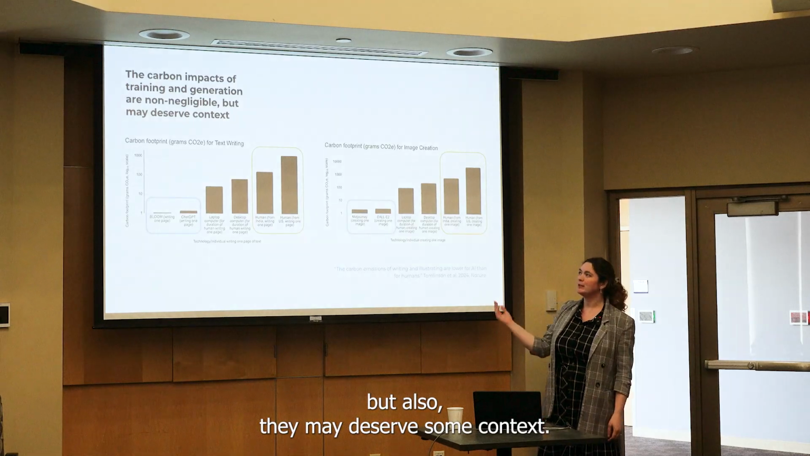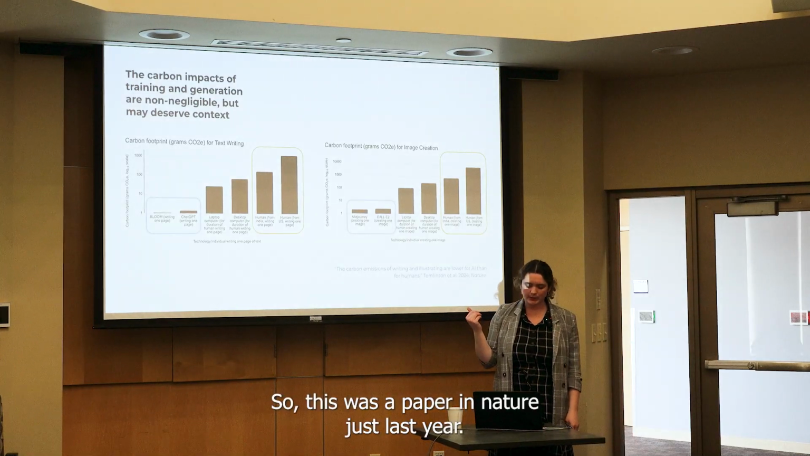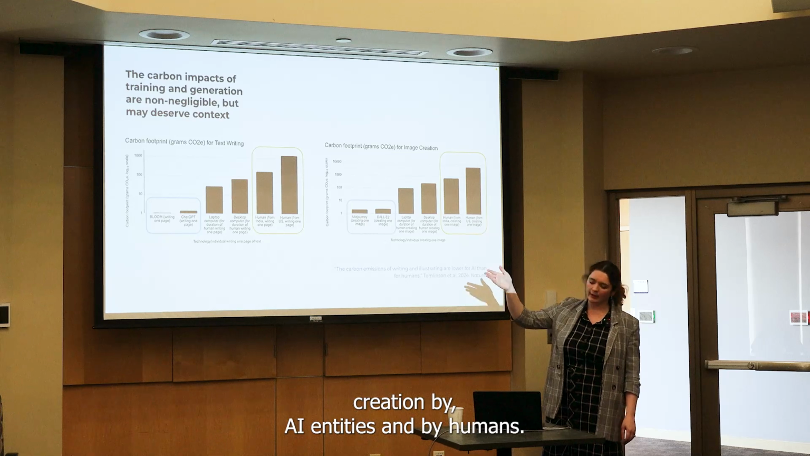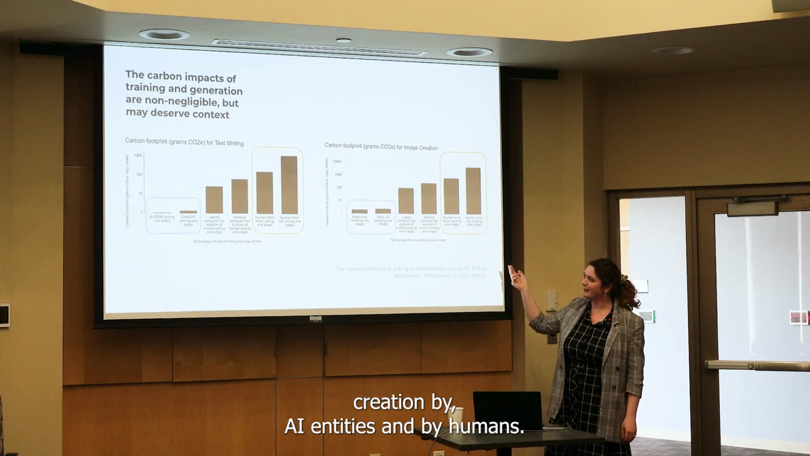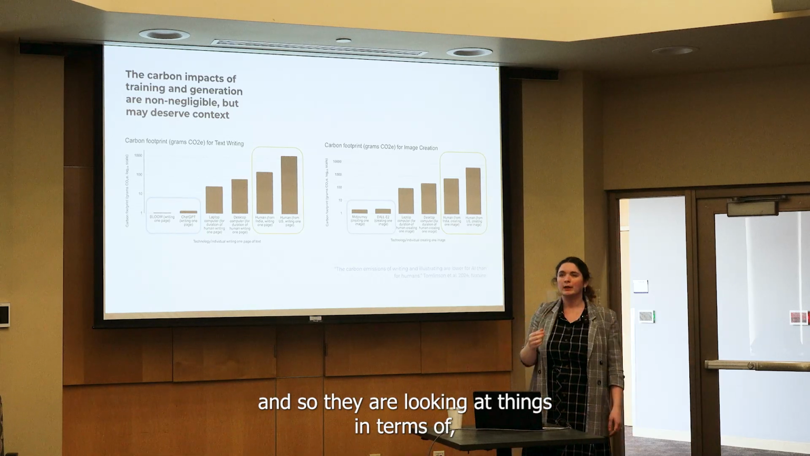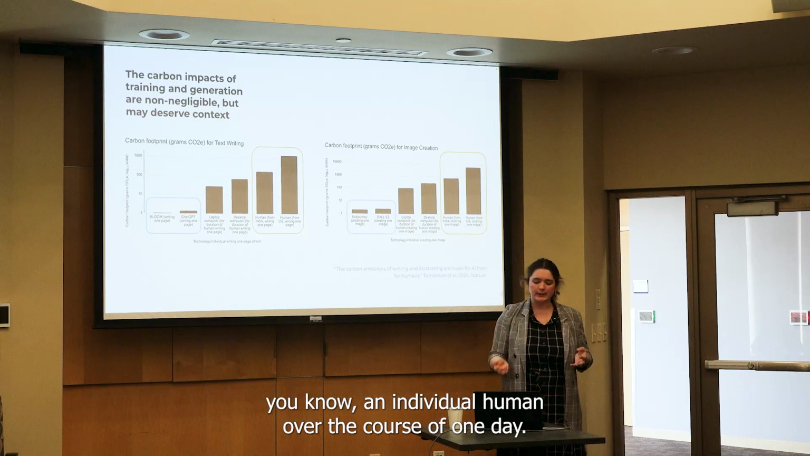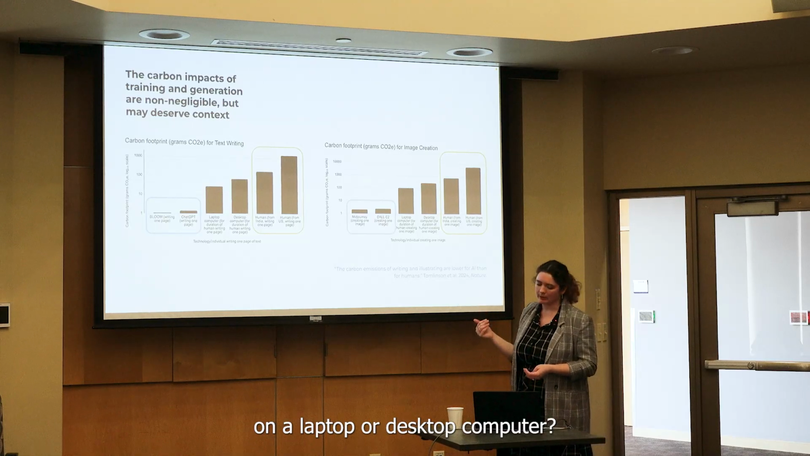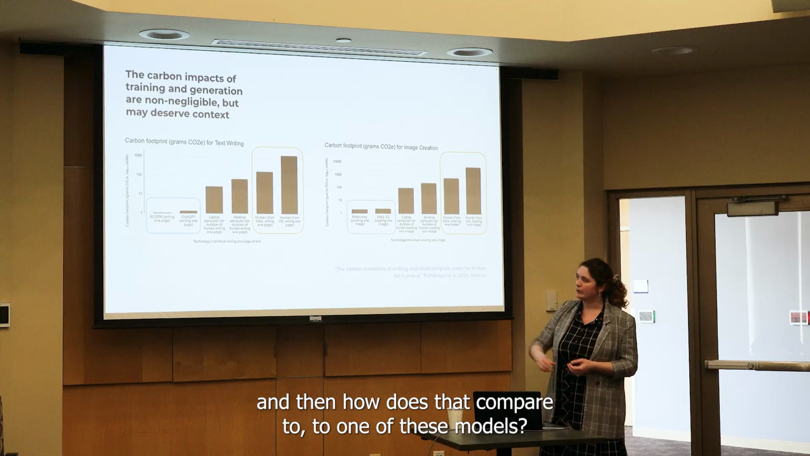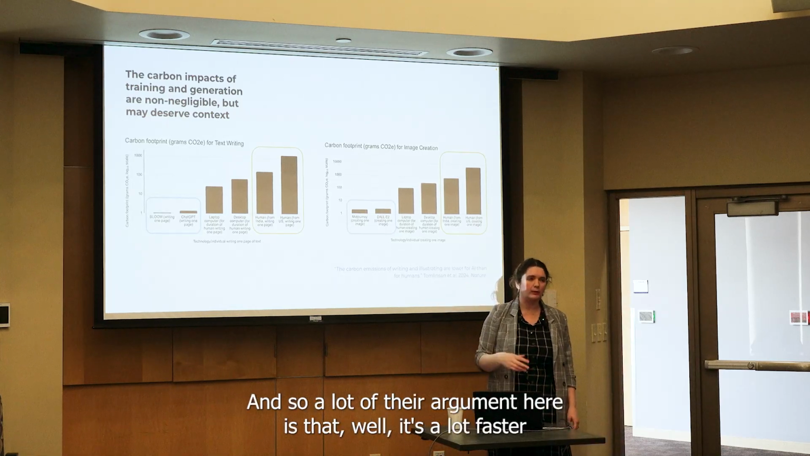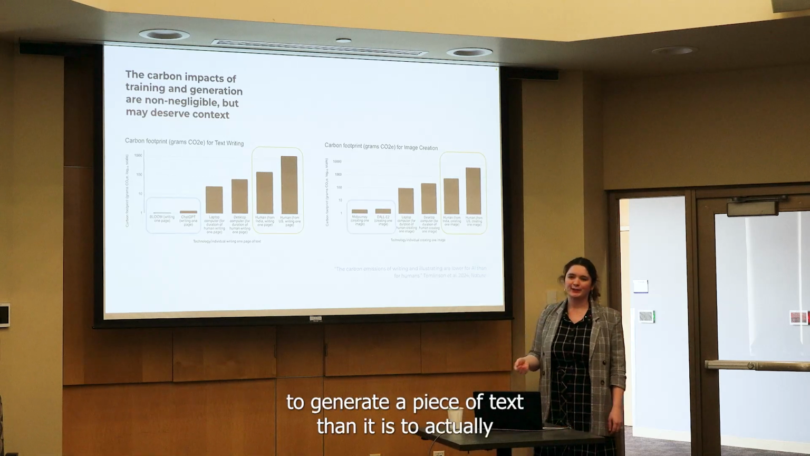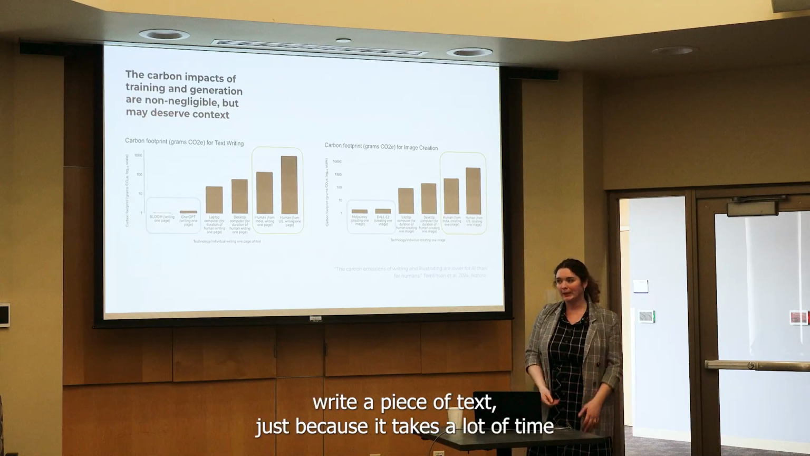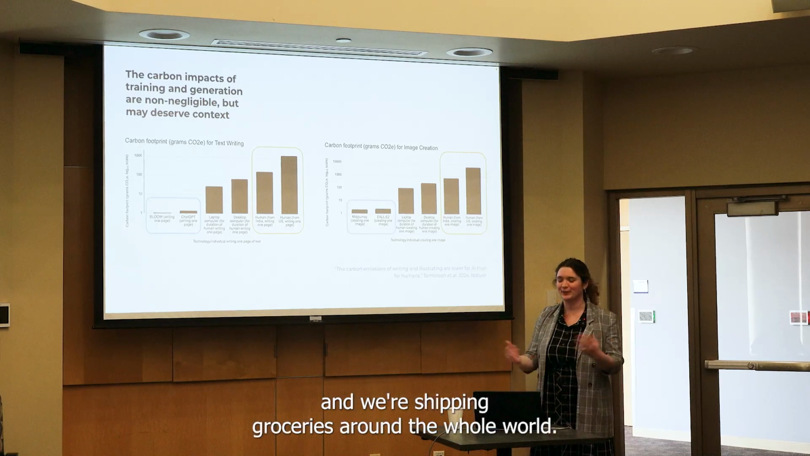But also, they may deserve some context. This was a paper in Nature just last year that looks at the carbon footprint of text writing and image creation by AI entities and by humans. They are looking at things in terms of an individual human over the course of one day. What is their carbon footprint? How long does it take them to write text on a laptop or a desktop computer? And then how does that compare to one of these models? A lot of their argument here is that it's a lot faster to generate a piece of text than it is to actually write a piece of text, just because it takes a lot of time. And we have to feed ourselves while we're doing that, and we're shipping groceries around the whole world.